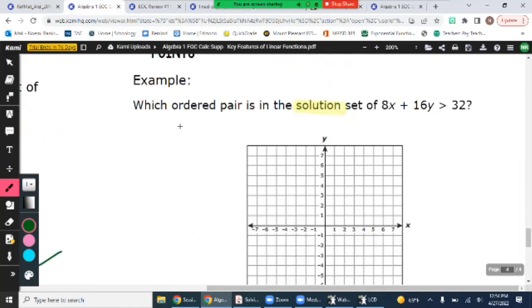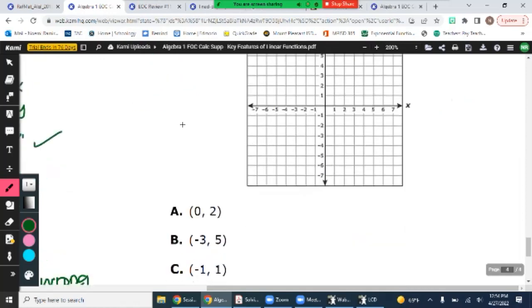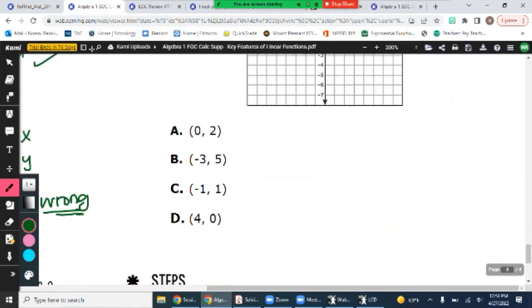But what did we just learn? How to store. They're giving us the ordered pairs to try. So I can store the 0 for X, and I can store the 2 for Y. These are all of my possible solutions. We've got to find which one fits.